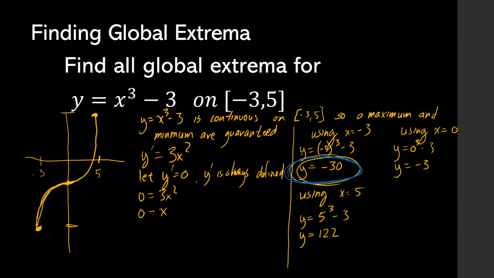The absolute minimum of x cubed minus 3 on negative 3 to 5 is negative 30. The absolute maximum, the global maximum of x cubed minus 3 on negative 3 to 5 is 122. The maximum occurs at x equals 5. The minimum occurs at x equals negative 3.